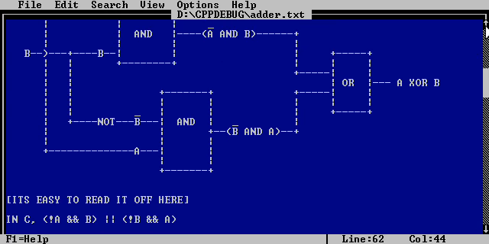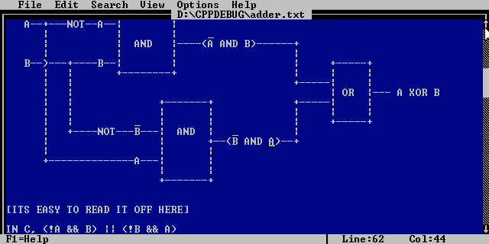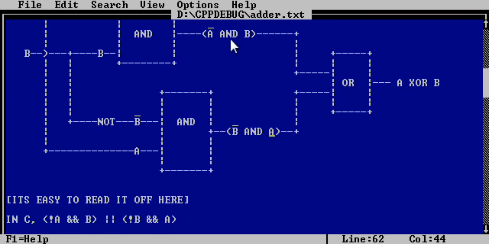Let's get them all on the screen at the same time. Yeah, almost. Oh, I think you can see it all. So, not A and B, or not B and A. Okay? Now you should be able to read it off pretty easily from this.